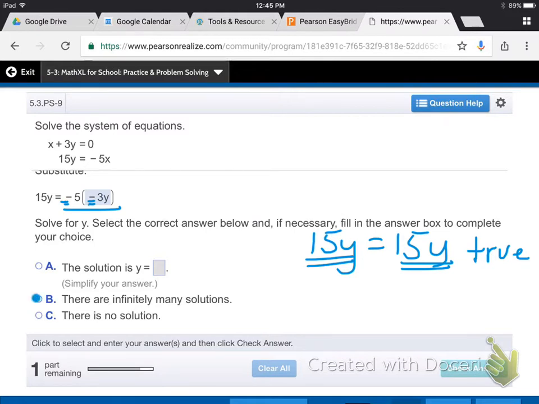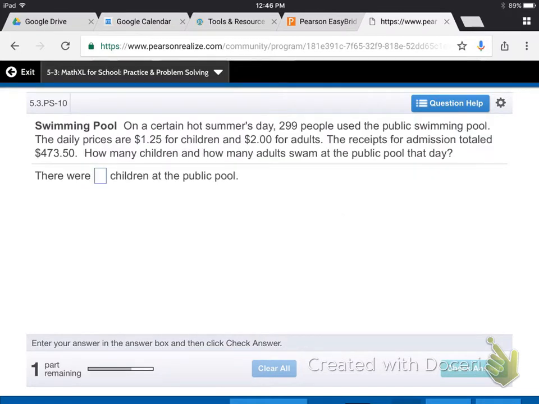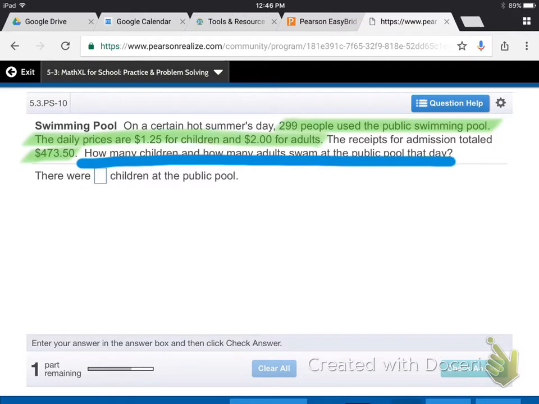That's it. All right, word problem. Our favorites. Here we go. On a hot summer's day, 299 people use the public swimming pool. The daily prices are $1.25 for children and $2 for adults. The receipts for admission totaled $473.50. So the question is, how many children and how many adults swam at the public pool that day?